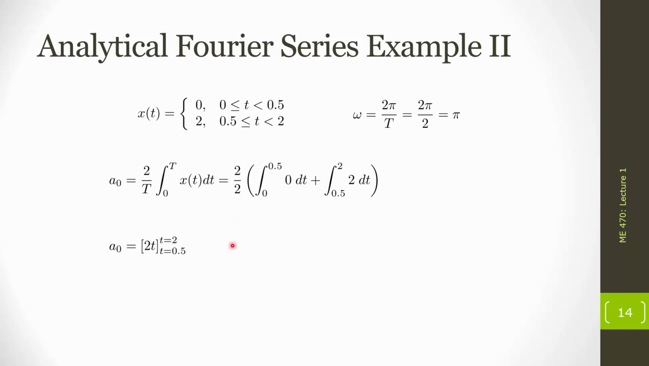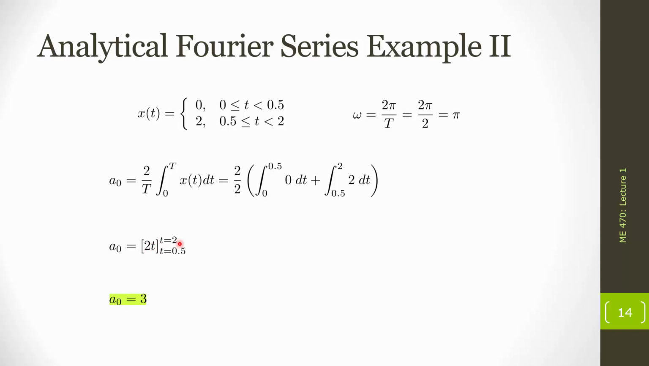So the antiderivative of, well, this is just going to be 0. I don't need to do its antiderivative. And then the antiderivative of this second term is going to be 2 times t, evaluated at the top minus evaluated at the bottom. So my a naught value is going to be 4 minus 1, which is just 3.